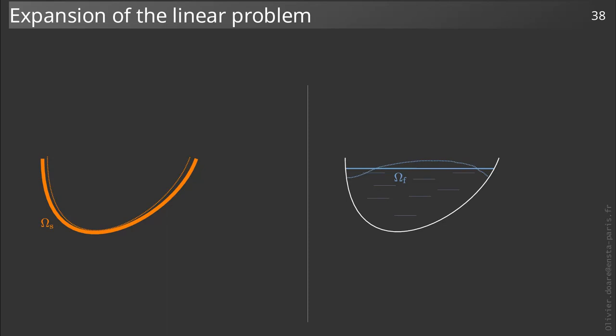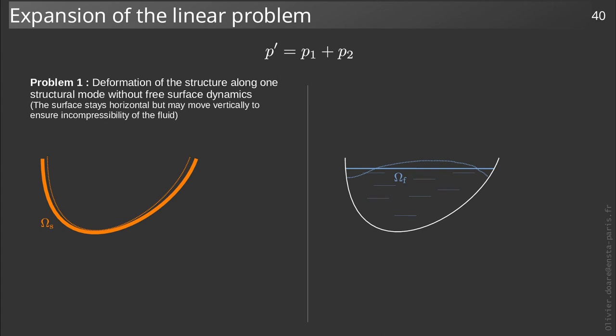The linearity of the problem allows us to decompose the kinematics of the problem into two sub-problems. The pressure is decomposed into two fields P1 and P2 corresponding to the solution of these two sub-problems. Problem 1 is the following. It is a deformation of the structure and the contained fluid such that the free surface moves to ensure conservation of volume, but with no deformation. It does remain horizontal. The displacement that satisfies this condition is noted phi Lz. It is directed along EZ.